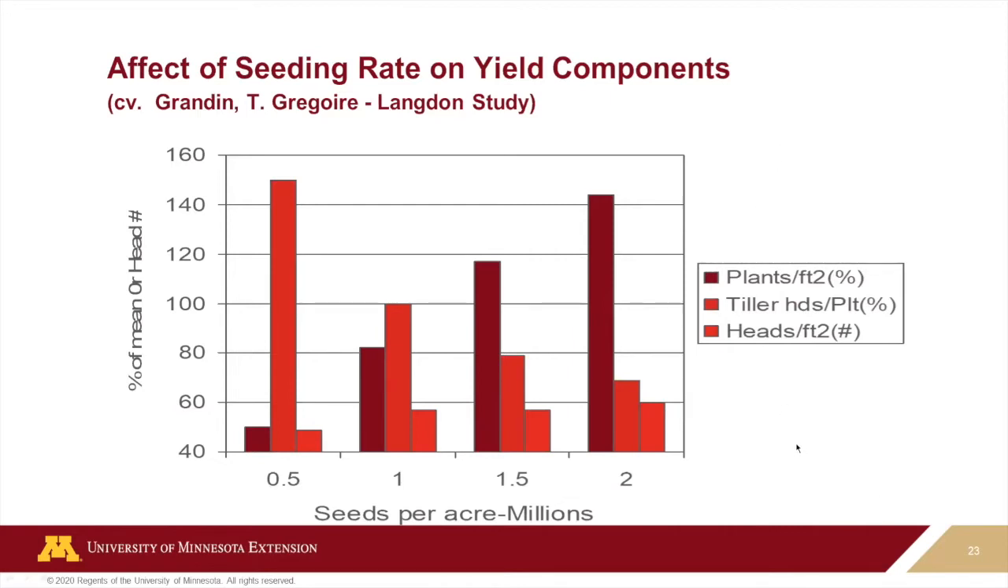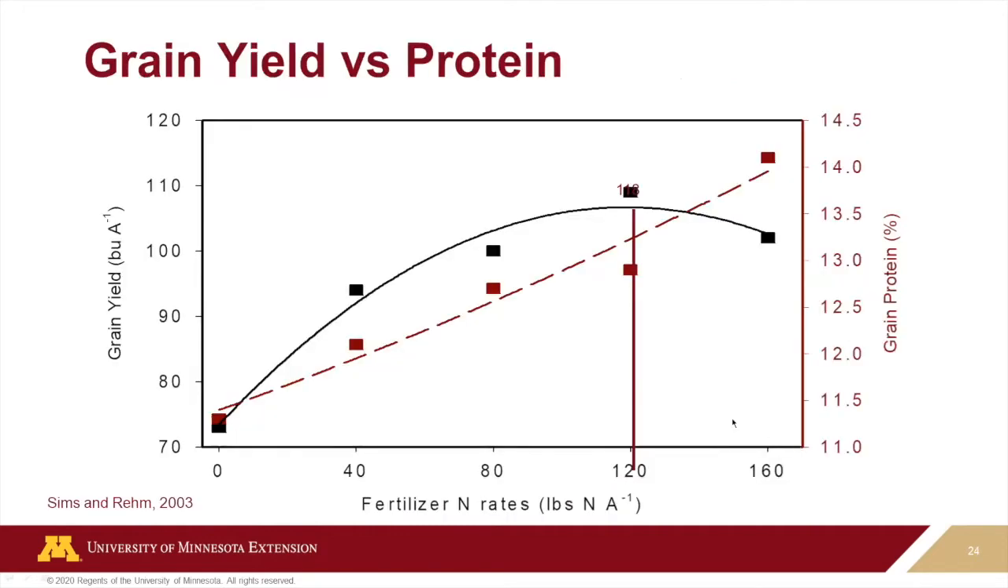So why is this not working? Okay. Grain protein versus grain yield. In the current recommendations for spring wheat, winter wheat, barley, oats, and rye, they pretty much respond the same way. We will maximize grain yield before we maximize grain protein.